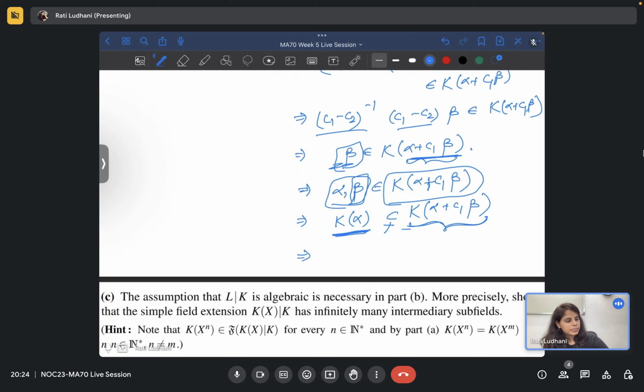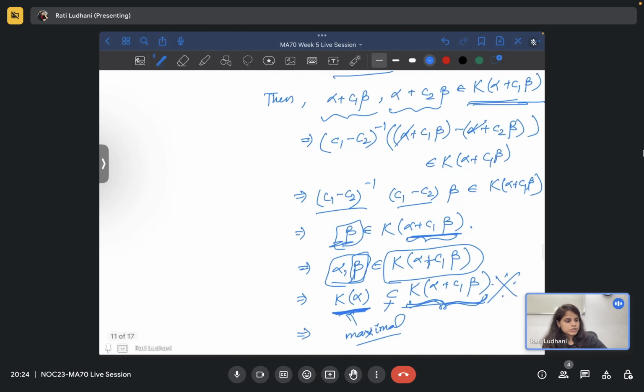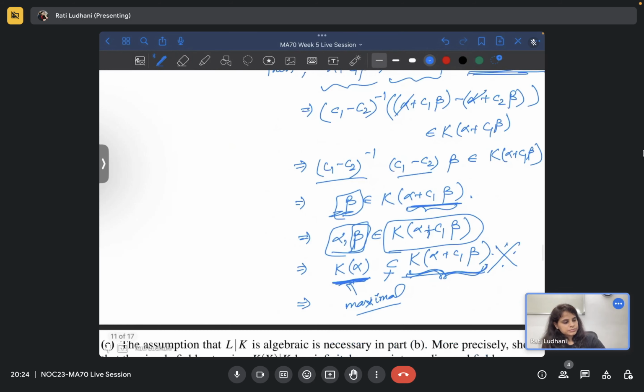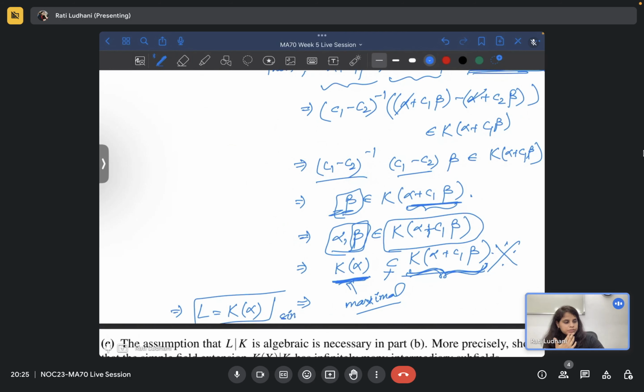So this is a contradiction, because we have considered this to be maximal in this condition of chain. If we attach one element, if we consider simple subfields, then we have considered this to be maximal. So if this is the condition, then we got a contradiction. So what should happen? This should be equal. This implies L should be equal to K(alpha). There should not exist anything outside it, and that means this is simple. Is that okay?